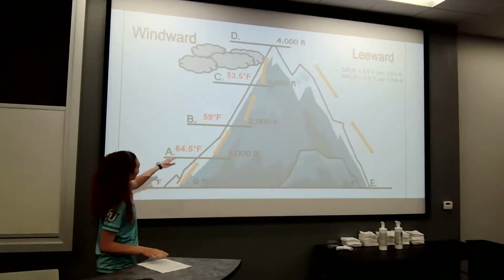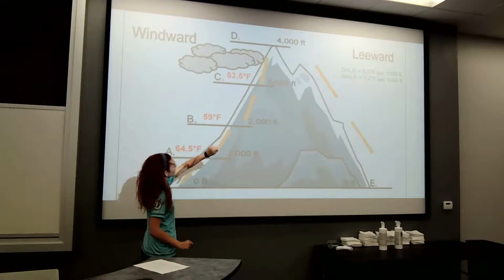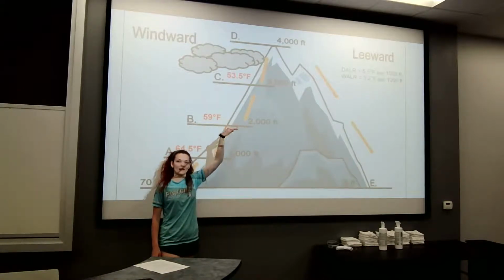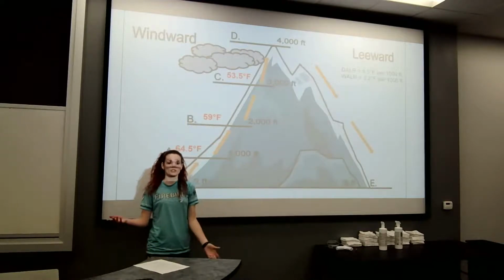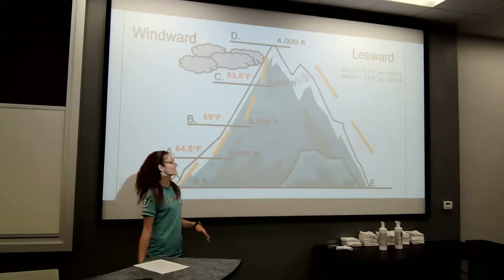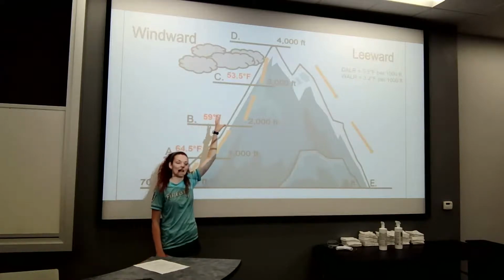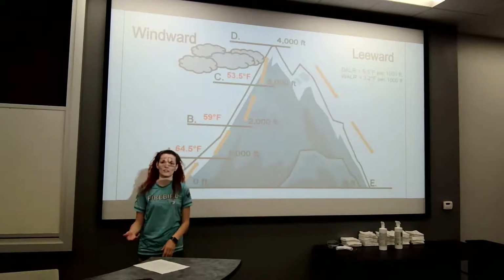We have one more step to go. We're going from C to D. Remember, we're only looking at the 1,000 feet from C to D, so that's in between 3,000 and 4,000. Do we see any moisture? Do we see clouds? Yes, we do. We see clouds and we see moisture. So now our air is going to be saturated, and now's the time to use that wet rate.